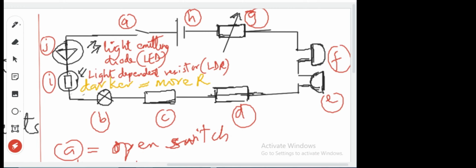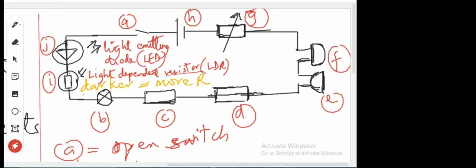Look at this. Of course, we identify the circuit components. What does this represent? The battery or cell. When you have many of them, you have a battery. What does this represent? Switch. What does this represent? This is a light emitting diode, LED. It is giving out light.